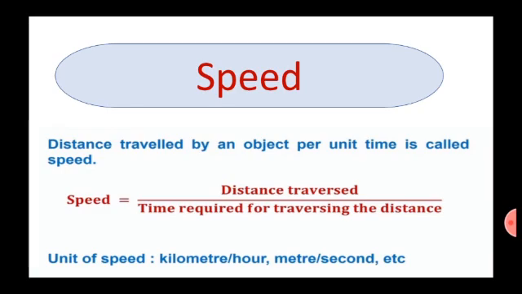For example, a bus covers the distance of about 200 km from Solapur to Pune in 5 hours. How much distance does the bus cover in 1 hour? So, while solving this example, we take the ratio of the distance traversed and the time required to traverse the distance. From this ratio, we come to know the distance traversed by the bus in 1 unit of time.